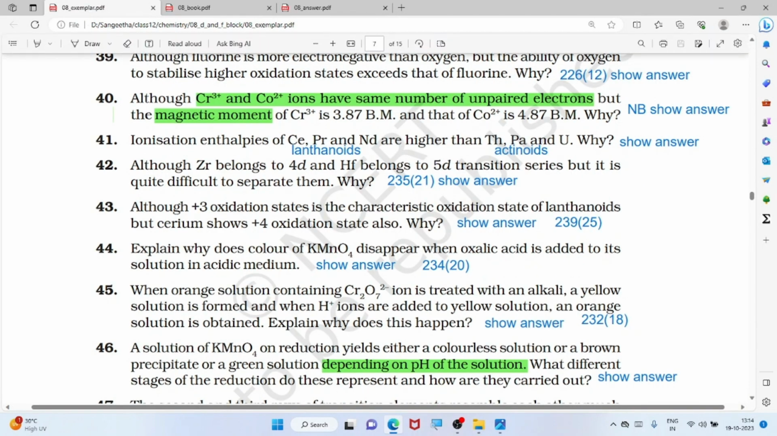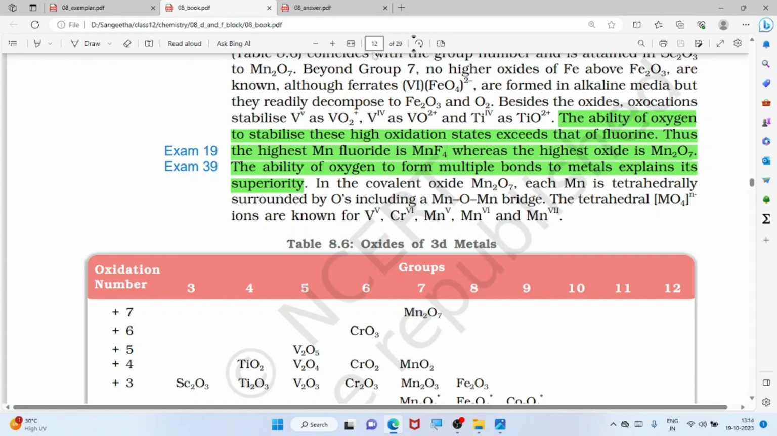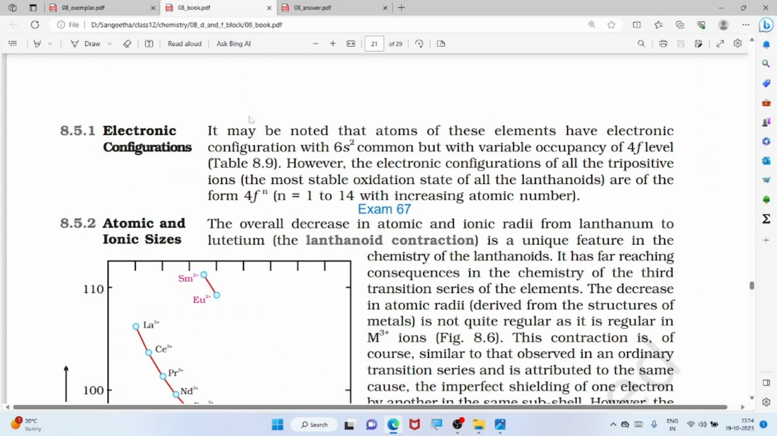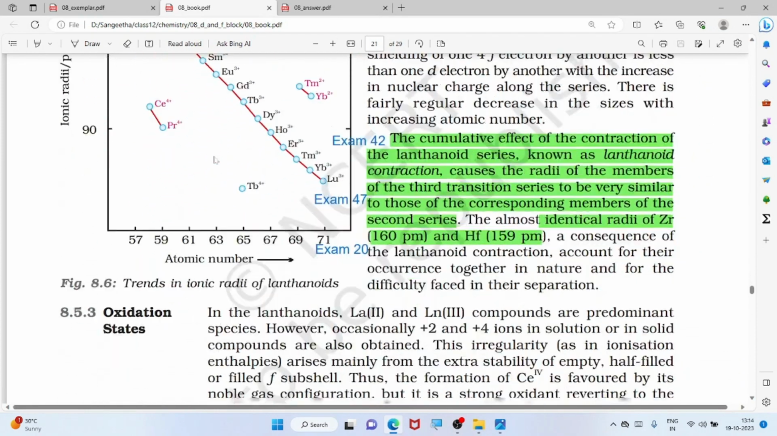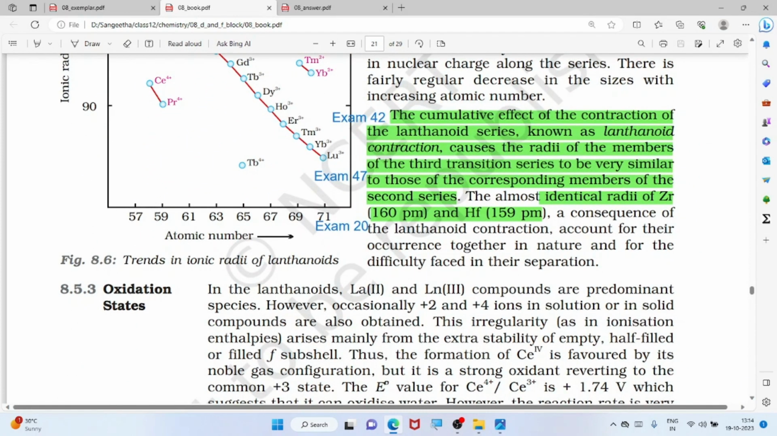Although Zr belongs to 4d and Hf belongs to 5d transition series, it is quite difficult to separate them because they have similar radii. Okay, here they have similar radius, so it is difficult to separate out these two compounds.